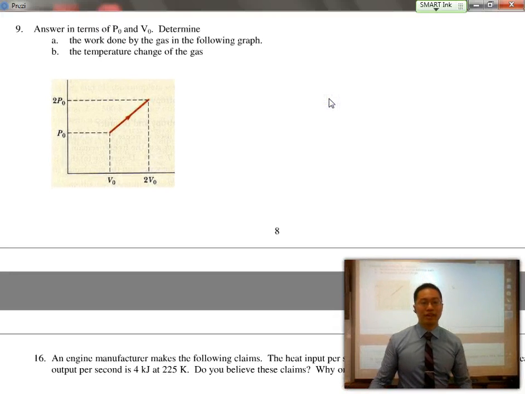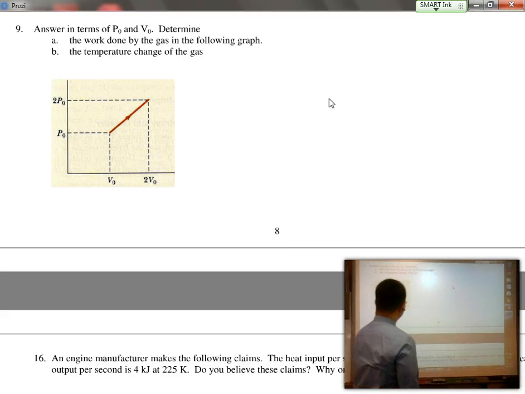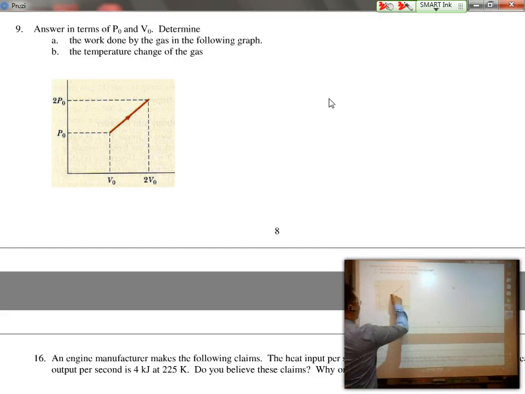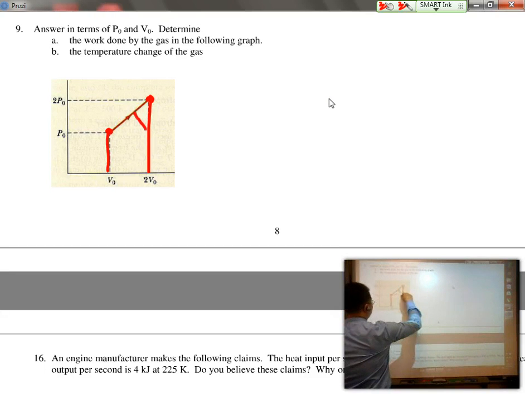So here is another example. Answer in terms of PO and VO, solve for the work done by the gas and the temperature change of the gas itself. So this one's a little bit more complicated, but ultimately we can see that the gas process begins here and ends there, which means if we're looking for the total work, we have to solve for the total area underneath that graph line.